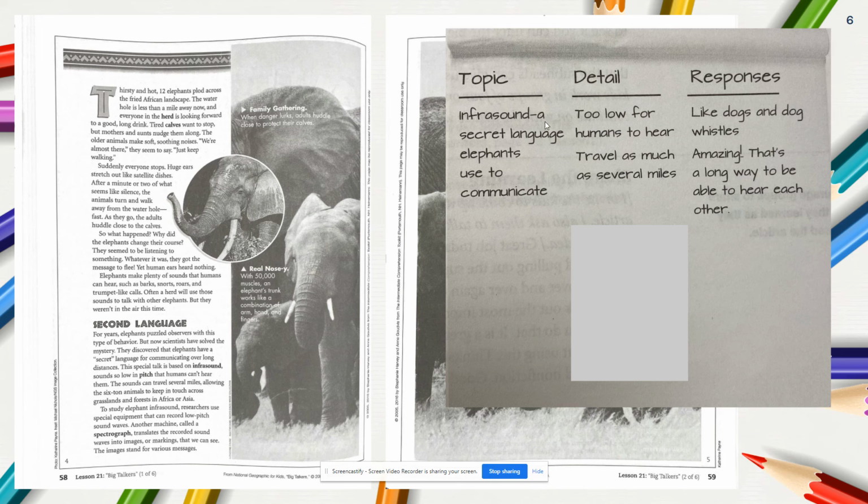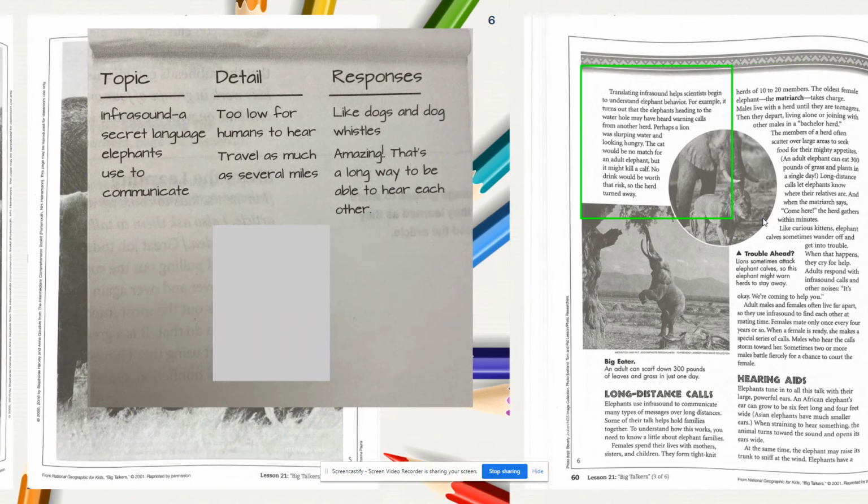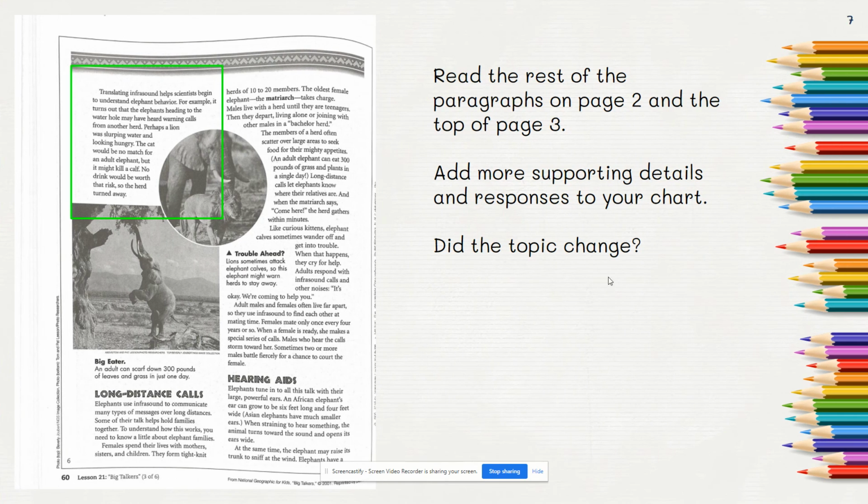Do you see what I did there? I wrote the main topic or idea for the text. Then I wrote the supporting details in the detail column. And then I also wrote my responses to the text that I read. Now that you've seen me do this, it's your turn to try.